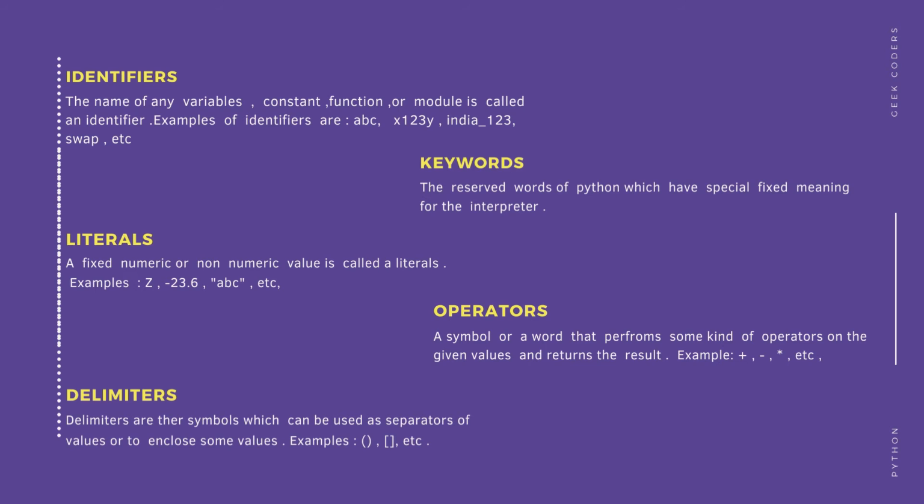Literals. A fixed number or a numeric value is called a literal. Example: z, minus 23.6, ABC, etc.